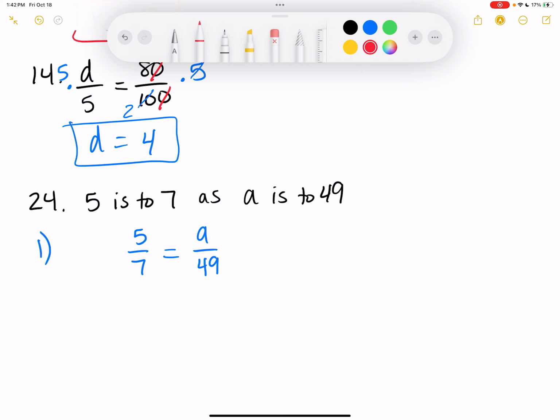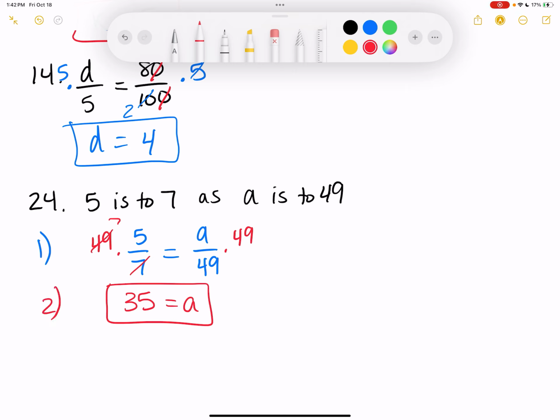Step 2 is to actually solve it. So what'd I do? Multiply by 49. Then reduce, like 7 is 1, 49 is 7, and then A is equal to 35. Yep, so 7 and 49 reduce. 7 times 5 is 35. So that would be part 2 for what it's asking you in the questions.